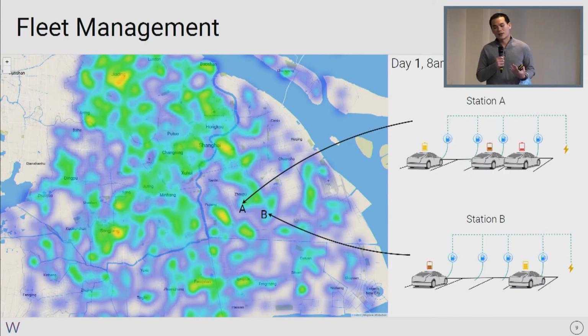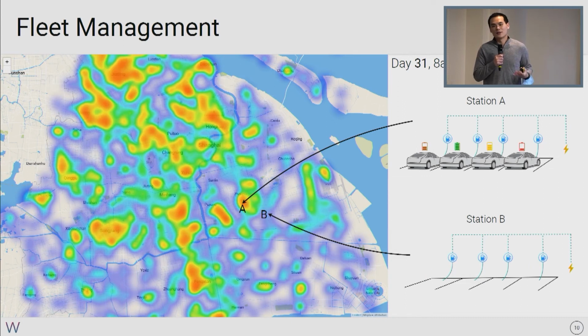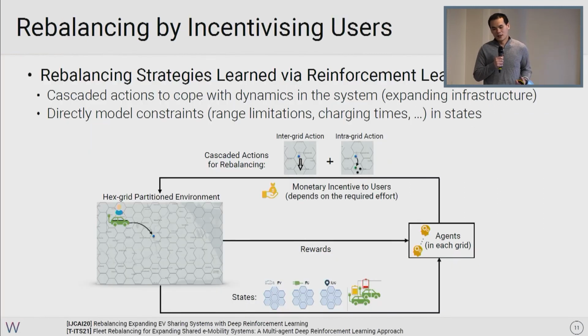Then the final question that we consider is about the fleet. Because the system is driven by the users, naturally as you go from day 1 to day 31, even within just 1 month, the entire fleet becomes very imbalanced. So instead of hiring a dedicated team of staff to drive the vehicles around, we developed rebalancing strategies that incentivize the users, giving user discounts in exchange for their cooperation to rebalance the vehicles for us. Again, we use reinforcement learning and try to directly model the constraints in those cases.